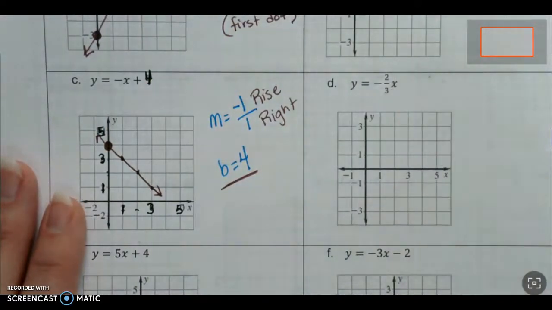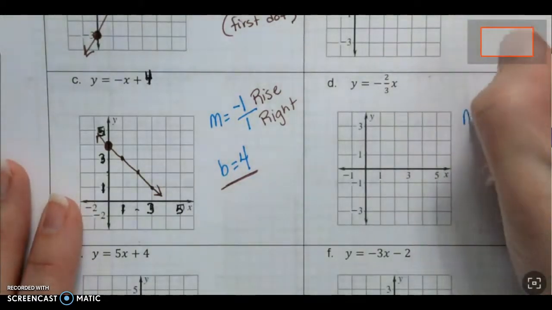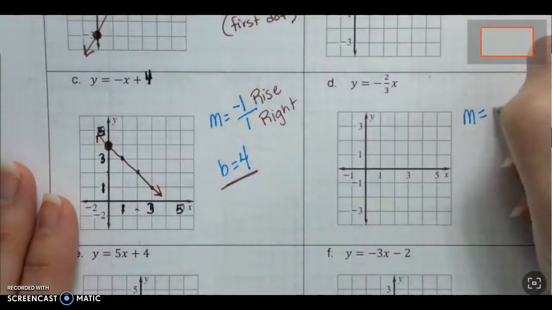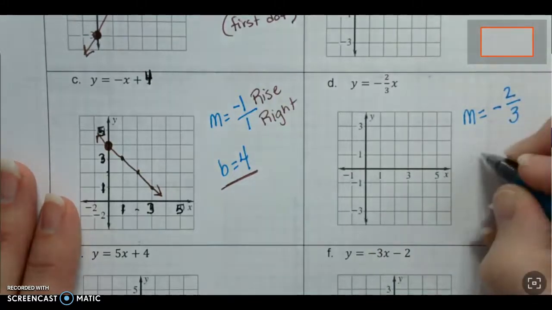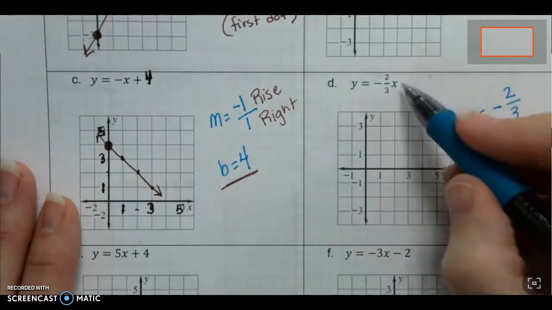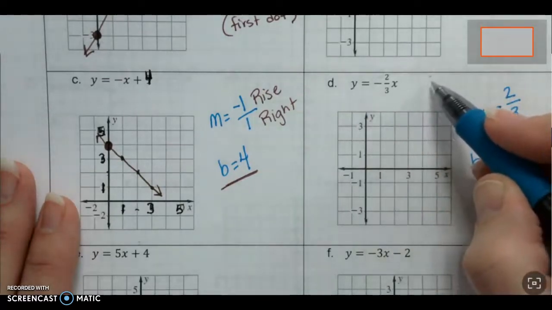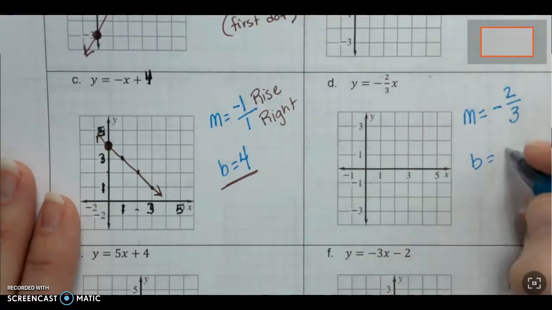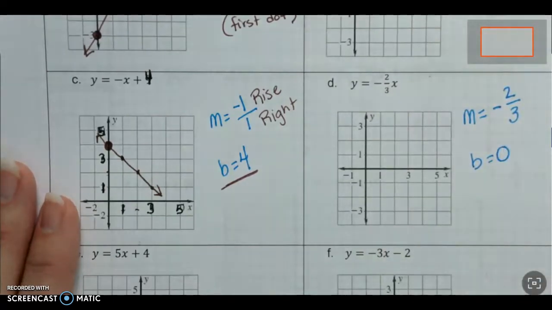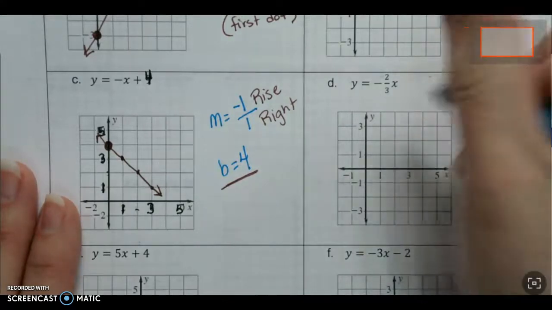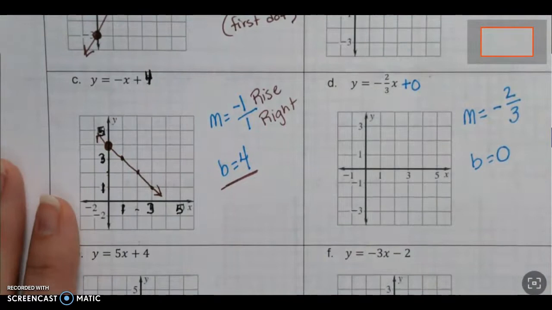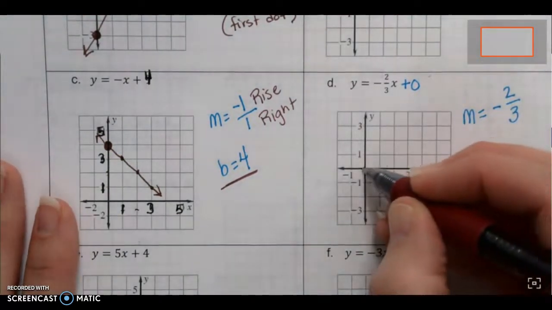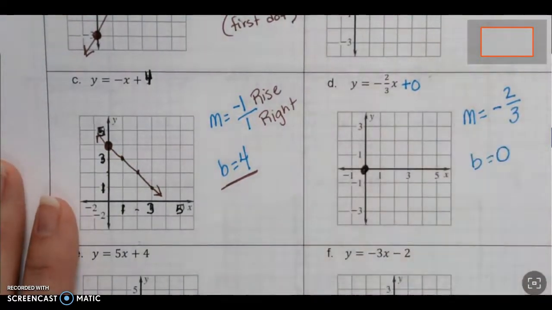You're going to see another little tricky one here on letter D. Letter D's slope is this negative 2 over 3. And the b value doesn't seem to be there. If there's nothing there, it means that no amount was added on to this equation. So it would be a plus 0. When we start at 0, 0 is right here in the middle of the graph.